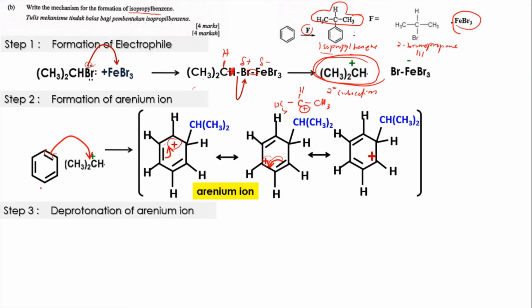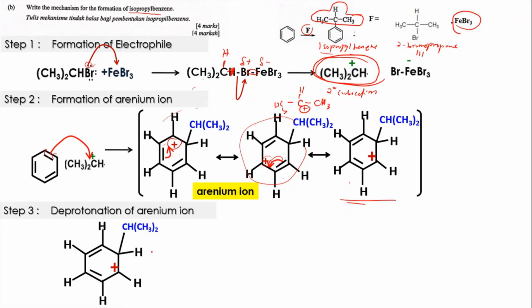Okay, and for step number 3, which is the deprotonation of the arenium ion, you can select this structure, you can draw it again, or this structure, you can draw it again, or this structure, you can draw it again. So pilih salah satu. So for me, maybe I will take this one. Okay, so if I were to take this one, it's going to look something like this. And then I'm going to use my catalyst again, which is the BrFeBr3.